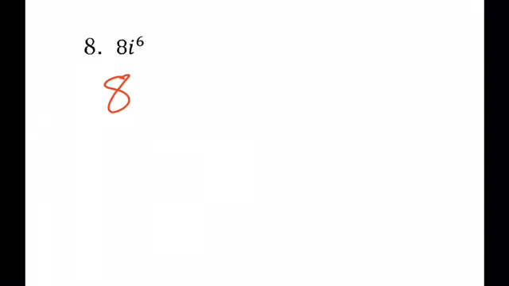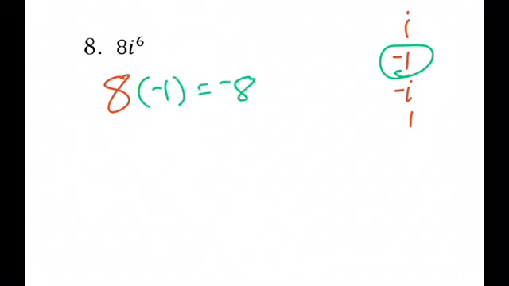8i to the 6th. I can look at this a couple ways. I can think about that cycle of 4 that I had before: the i, the negative 1, the negative i, and the 1. And I can know that I have a remainder of 2. So 6 divided by 4 is 1, remainder 2. So I'm going to be at negative 1. So this is 8 times negative 1. So that's one way that I can think about this.